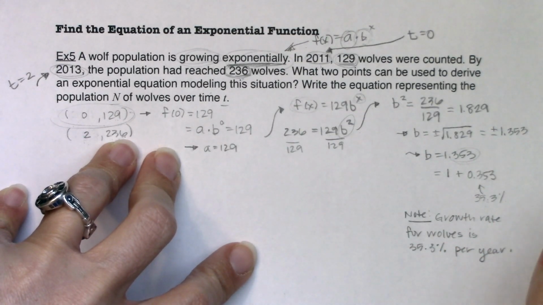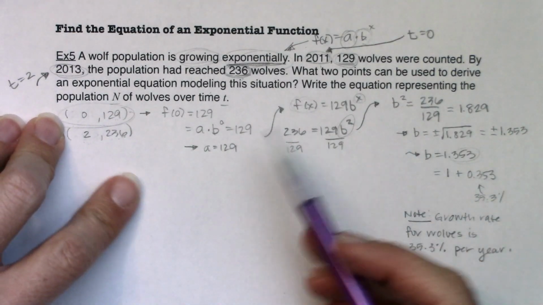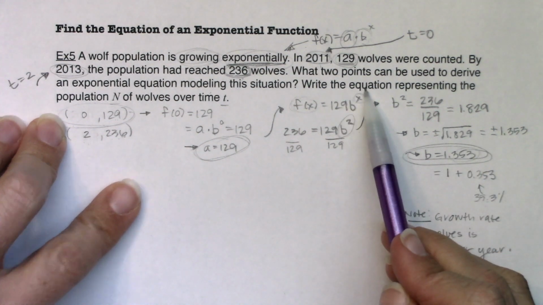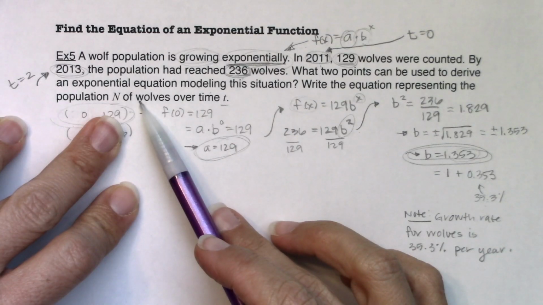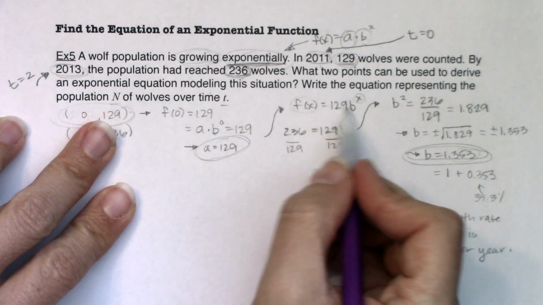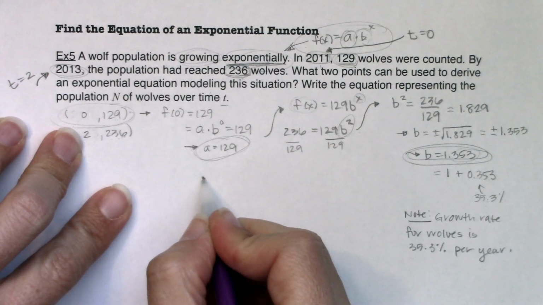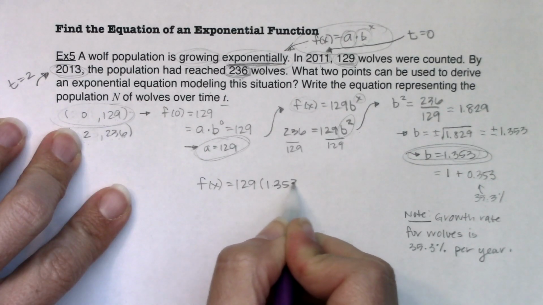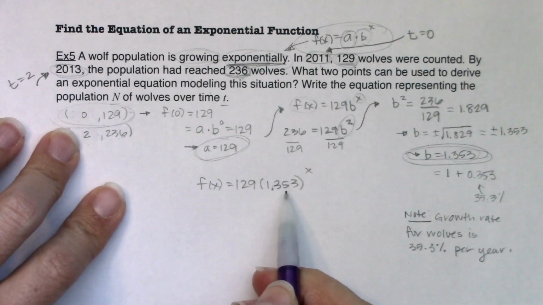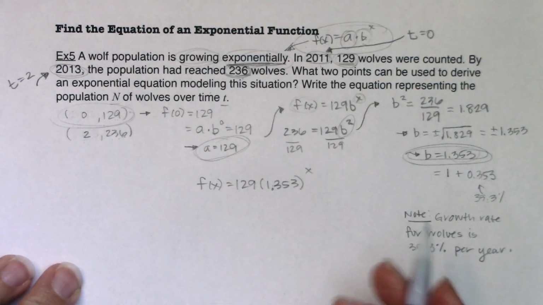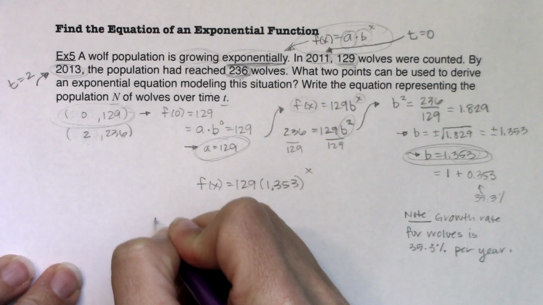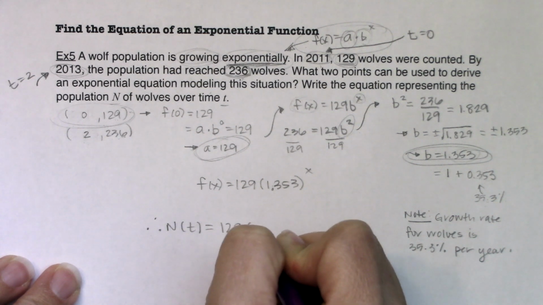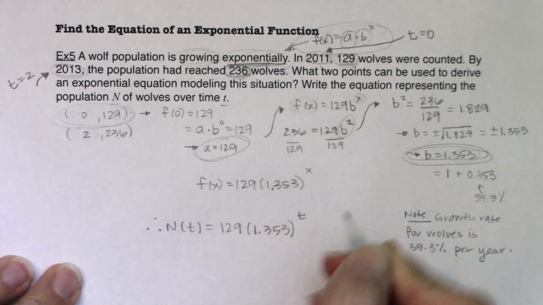Okay. But we're getting close to my end game answer, because we know our a value, and now I know my b value. So I can write an equation representing n, the number of wolves, over time t. Let's substitute back to our original. f of x is 129 times 1.353 to the x. Because that base is larger than 1, this is exponential growth, and I can convert this to the letters they're asking of me: n of t is 129 times 1.353 to the t.